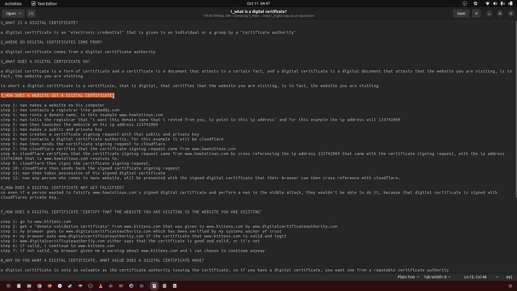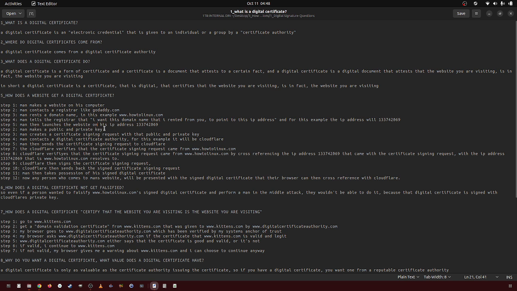How does a website get a digital certificate? Step 1. Man makes a website on his computer. Step 2. Man contacts a registrar like GoDaddy. Step 3. Man rents a domain name, in this example, www.howtolinux.com. Step 4. Man tells that registrar that he wants this domain name that he rented to point to this IP address. For this example, the IP address will be 1337.420.69.